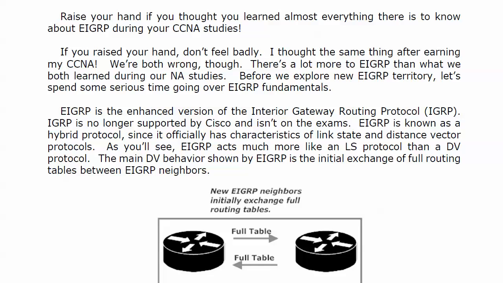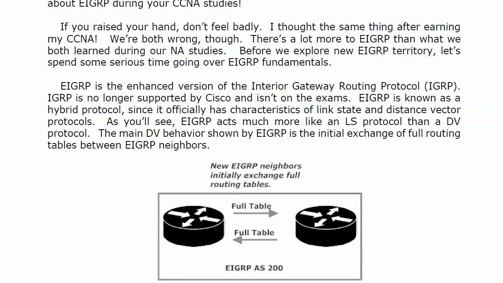Now, officially, EIGRP is known as a hybrid protocol. It has characteristics of link state protocols and distance vector protocols. And as you'll see, EIGRP acts much more like a link state protocol than a distance vector protocol. The main distance vector protocol behavior is this initial exchange of full routing tables between EIGRP neighbors. And the key word there is initial.